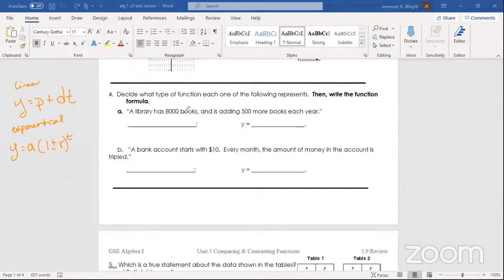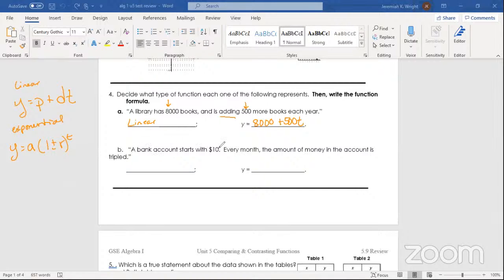A library has 8,000 books and it's adding 500 more each year. Adding, keyword there tells me it's going to be linear because it's going to have a constant difference between adding and subtracting, right? It's going to be an arithmetic sequence for the output values. So y equals our beginning amount, 8,000, plus our difference, 500, times t, or time. And since this is y, we could have put an x there, but I like t because it represents time.